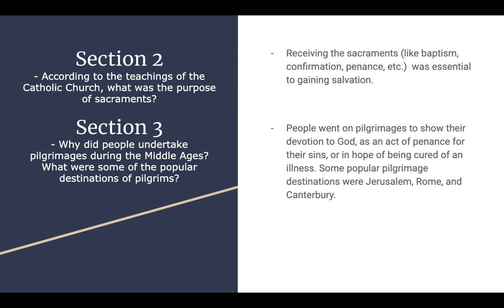All right, so for section 2, according to the teachings of the Catholic Church, what was the purpose of sacraments? Receiving the sacraments, like baptism, confirmation, penance, etc., was essential to gaining salvation. Section 3, why did people undertake pilgrimages during the Middle Ages? What were some of the popular destinations of pilgrims? So people went on pilgrimages to show their devotion to God as an act of penance for their sins or in hope of being cured of an illness. Some popular pilgrimage destinations were Jerusalem, Rome, and Canterbury.